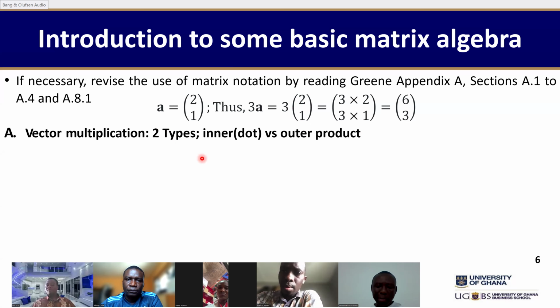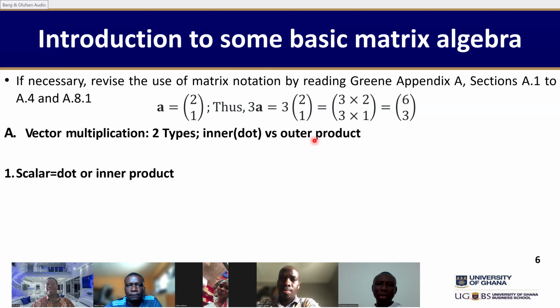And there are 2 types of vector multiplication that we have. One is the inner dot, or the inner versus the outer product. What is the difference between the inner and the outer product? Now, first of all, to be able to appreciate this, what is a scalar? I know it is somewhere in the slides that I will show you in the next couple of. What comes to your mind when you hear of a scalar?